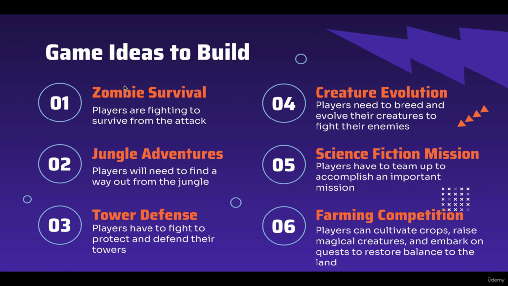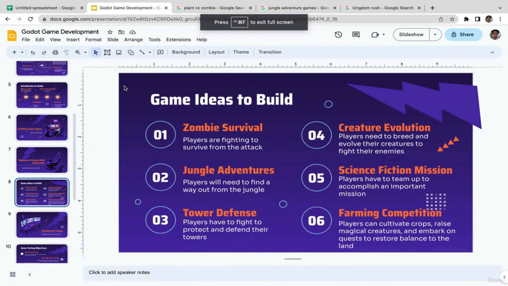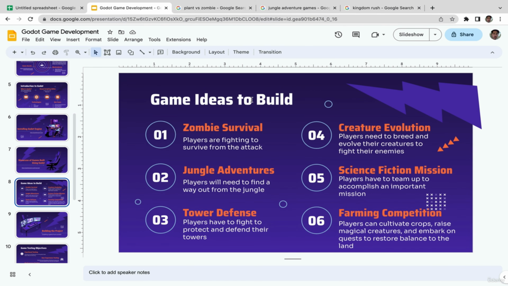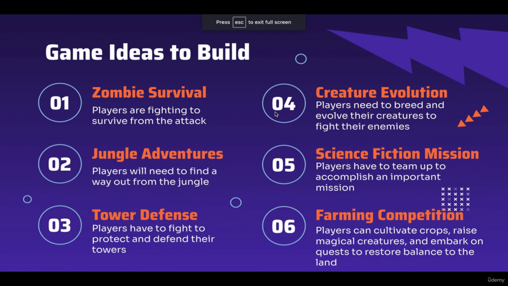So the first one here is a zombie survival game. Obviously, there are many different games related to zombie survival. Just an example here, Plants versus Zombies, where you put many different types of plants to protect your property from zombies, right? So basically the concept here is the player is fighting to survive the attack. There are many different concepts, whether you're going to be able to shoot the zombies, or the player can set up parameters to protect their houses or properties from the zombies, or many other concepts. Just be as creative as possible, guys. So yeah, that's the first one.